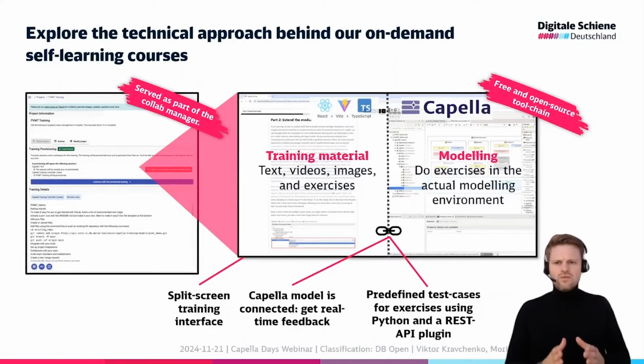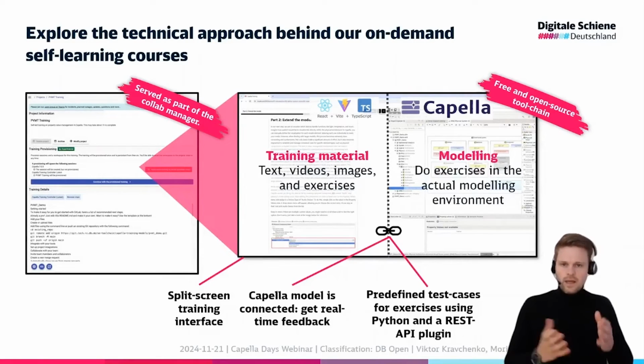And now here is where it's getting really exciting. On the right side of the slide, you can see the user interface we've implemented. We designed a split screen view. On the left, you have the training material, and on the right, you have the Capella tool itself. On the left, the training material is presented in a markup format with text, images, and so on. Each section includes exercises so the user can put the concepts into practice. And each user gets a fresh copy of a Capella model for these exercises, of course.